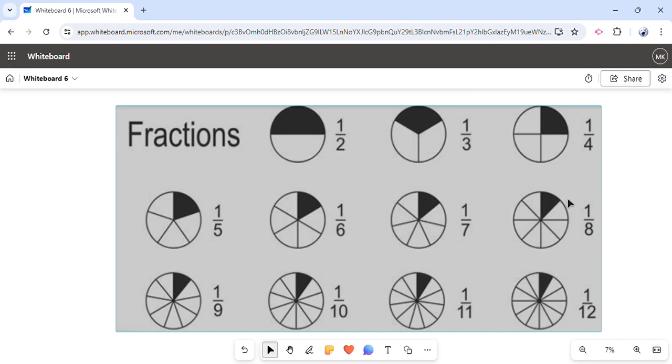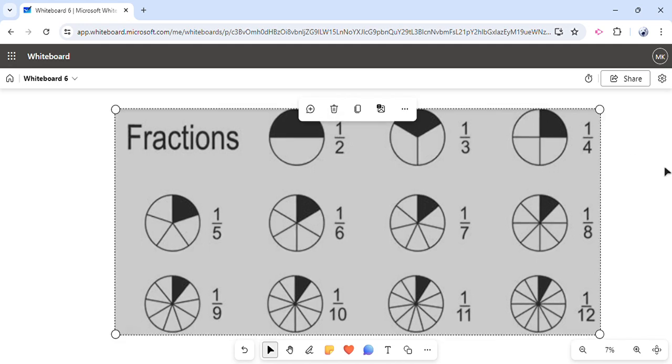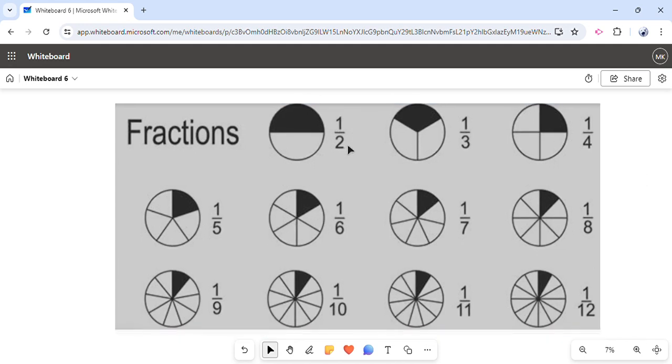So fractions represent a part of a whole, and we can see that in these examples. For the first example, we have a circle divided into two equal parts. If you were to represent the shaded parts, then it would be 1 over 2, because there's one shaded part of two total parts. So this represents 1/2. And for the second example, we have one shaded part out of three parts, and that would be 1/3. And that's basically the case for the rest of these fractions.